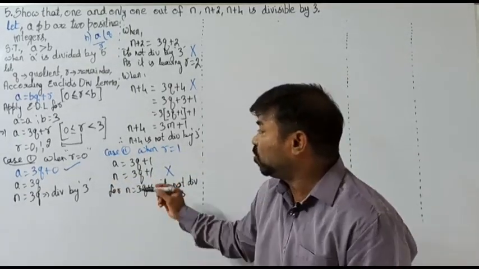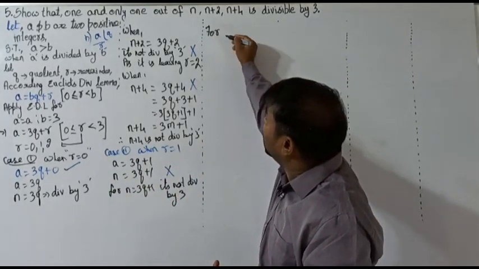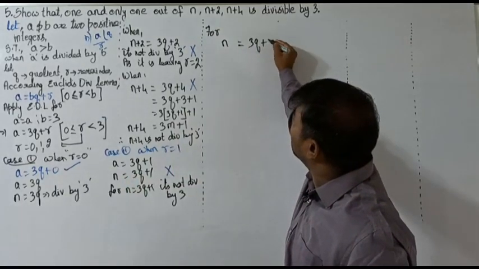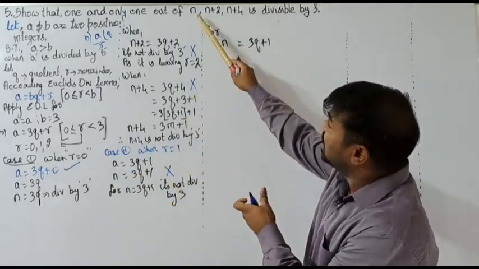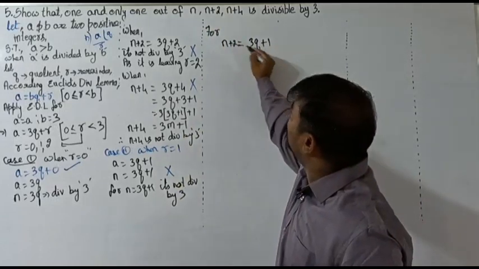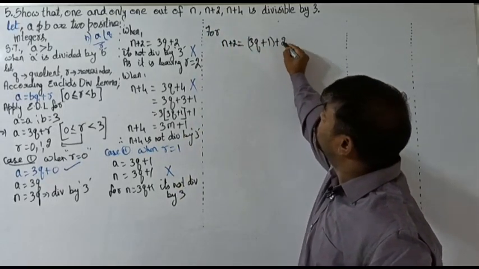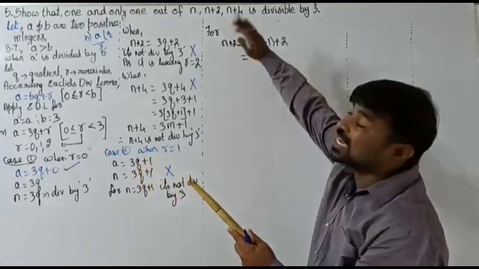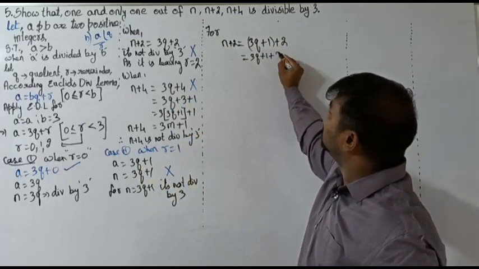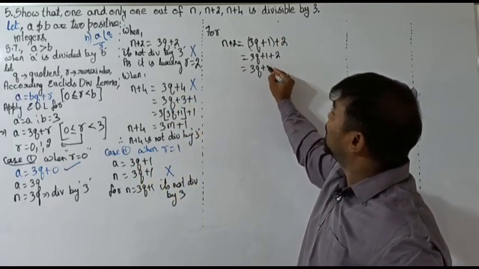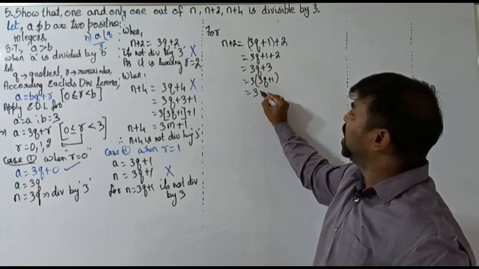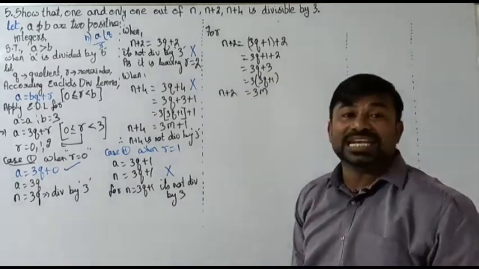Now, let us check it out for n plus 2. We know n is equal to 3q plus 1. Adding 2 on both the sides. This is n. We are taking n plus 2, which means plus 2 on both the sides. Here it becomes 3q plus 1 plus 2, which is nothing but 3q plus 3. Now if I take 3 as common, it is becoming 3 times q plus 1, which is nothing but 3m. So n plus 2 is nothing but 3m.